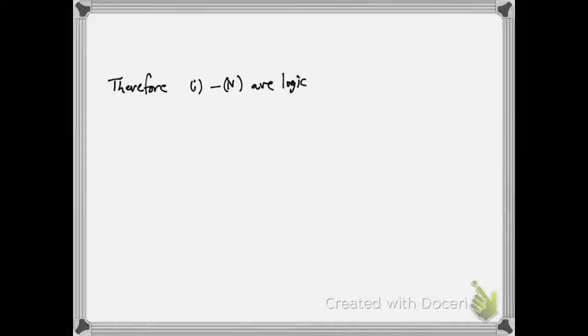And therefore, 1 implies 2, and 2 implies 3, and 3 implies 4, and 4 implies 1, and so 1 through 4 are logically equivalent.